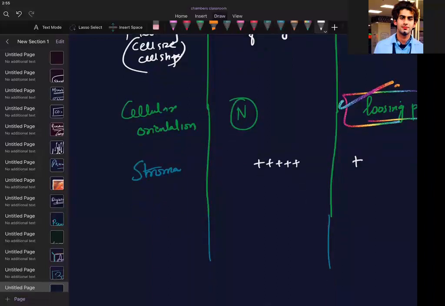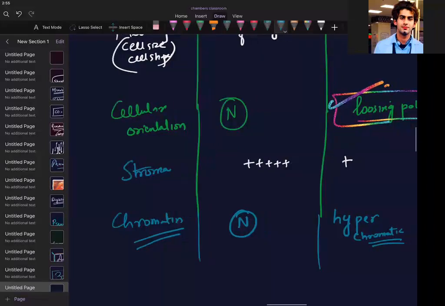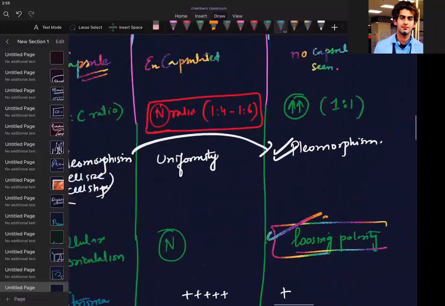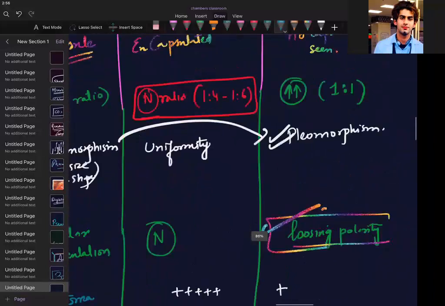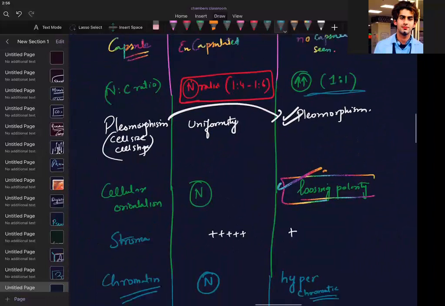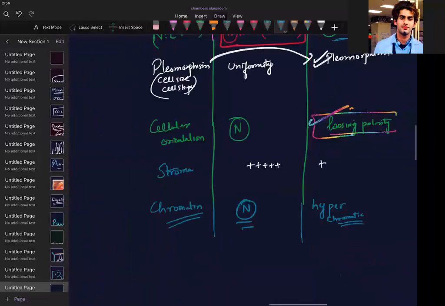What about the chromatin? Who is showing more chromatin color? Benign or malignant? Definitely malignant should be hyperchromatic. This should be normal. Benign is this, malignant is hyperchromatic. This is hyperchromatic because you said you have increased the nuclear cytoplasmic ratio also. You are yourself seeing, isn't it? So here I should have a normal nuclear chromatin. Fine.